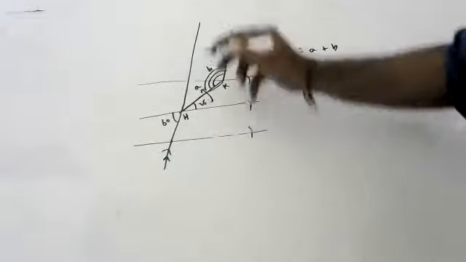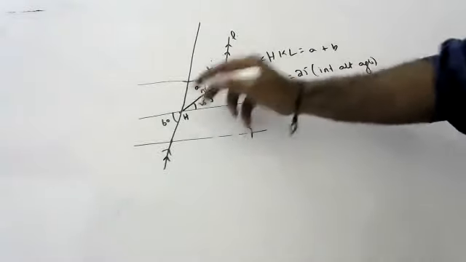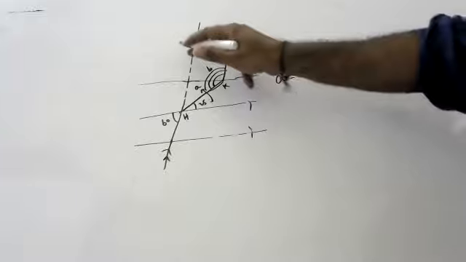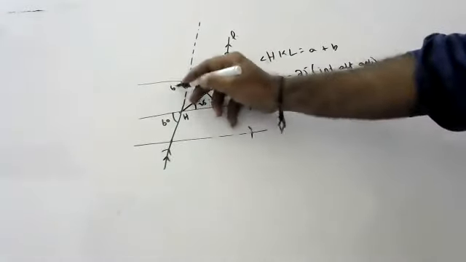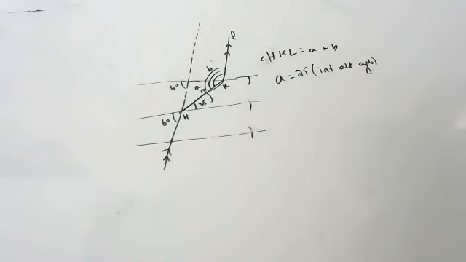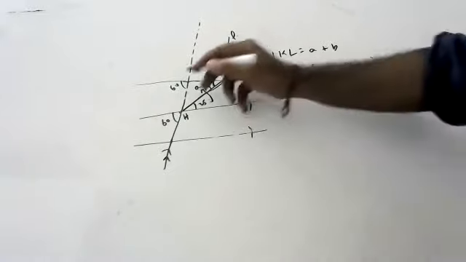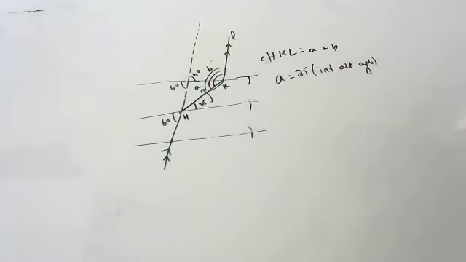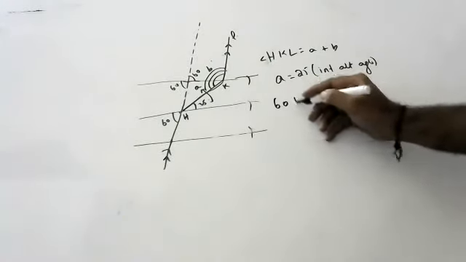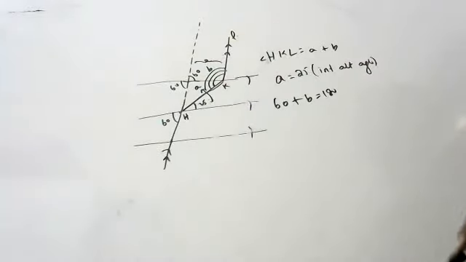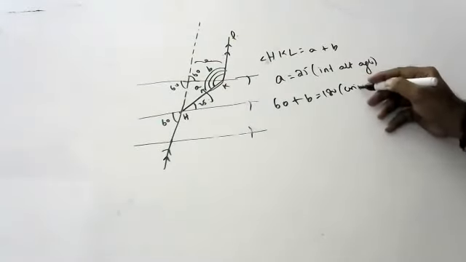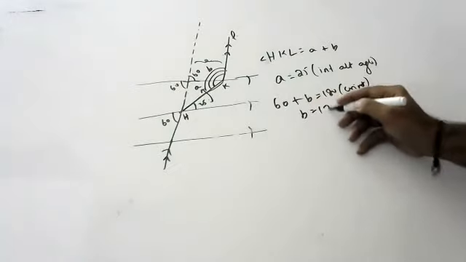Children, you have to extend it like this. This is the extended line. In this extended line, if this is 60, this is also 60. Why, children? Corresponding angles. If this is 60, this is also 60. Why? Vertically opposite angles. And 60 plus B is equal to 180. Why, children? Co-interior angles are supplementary. B is equal to 120.